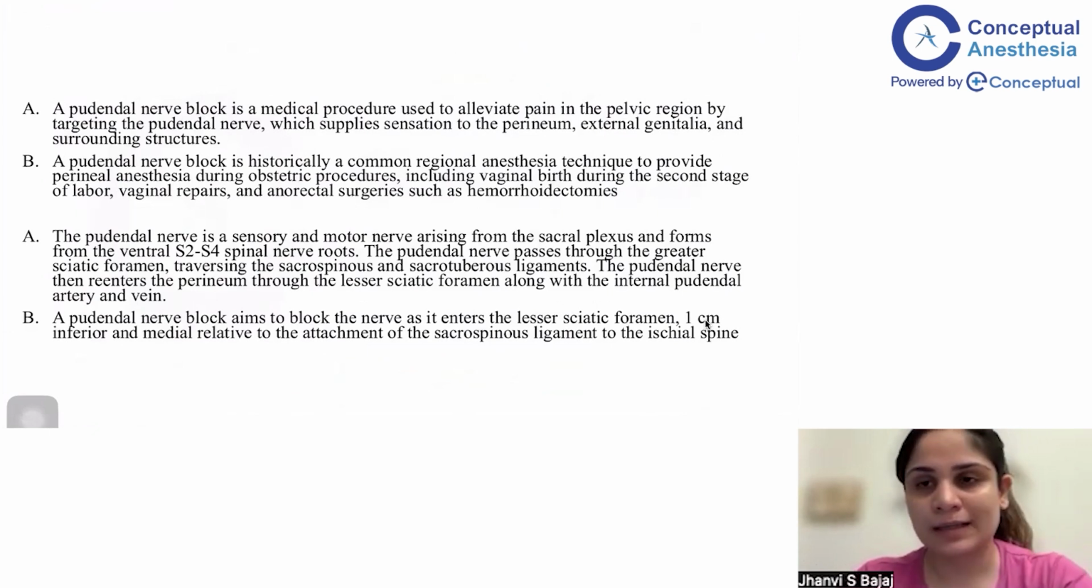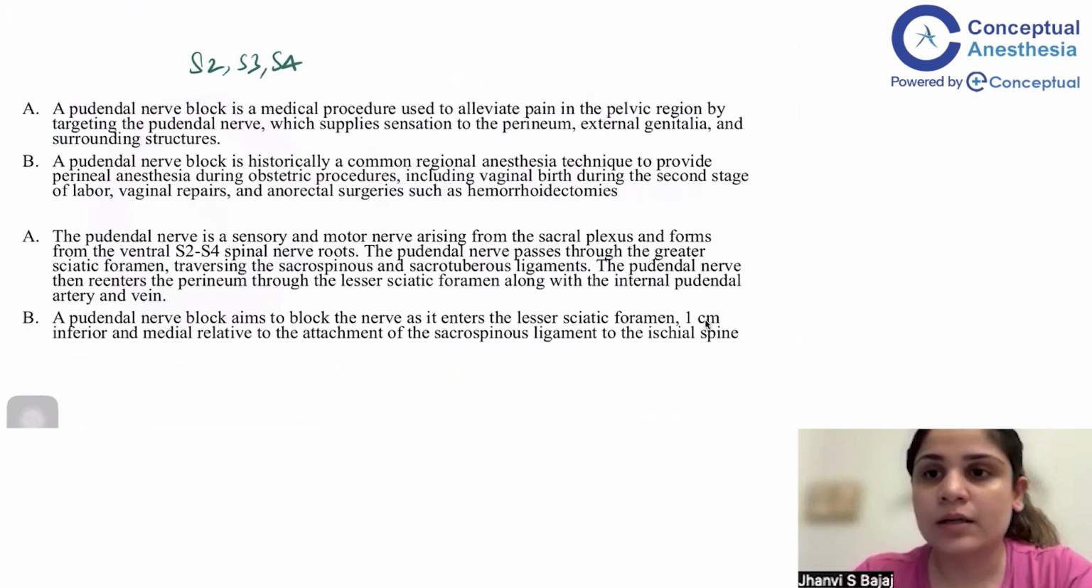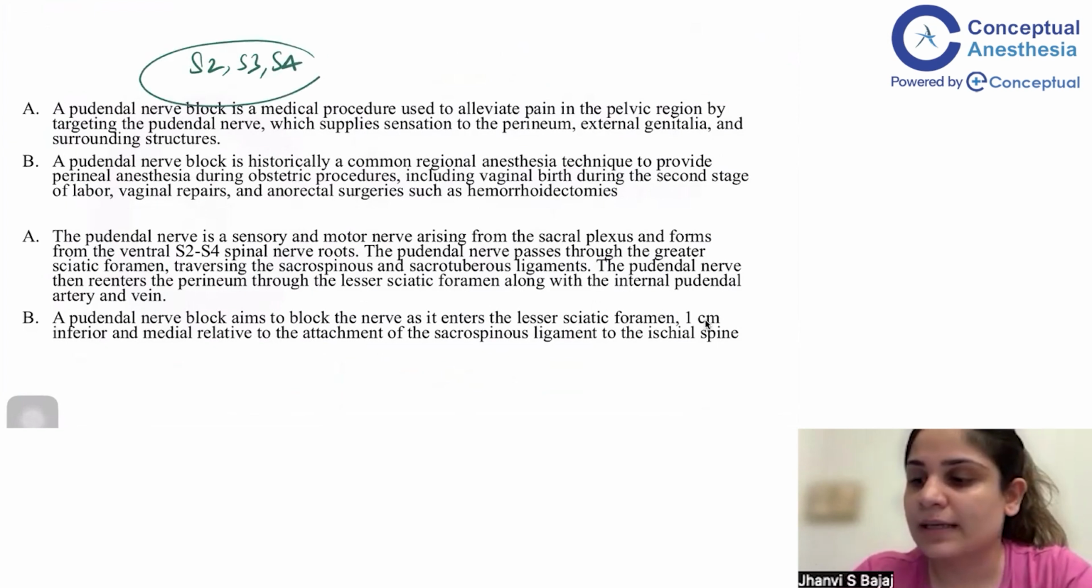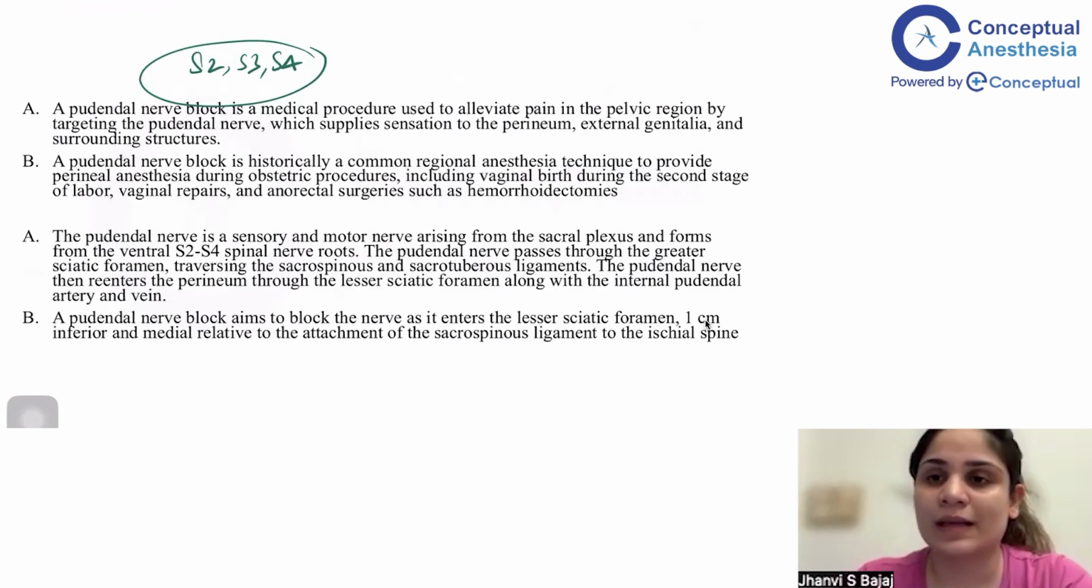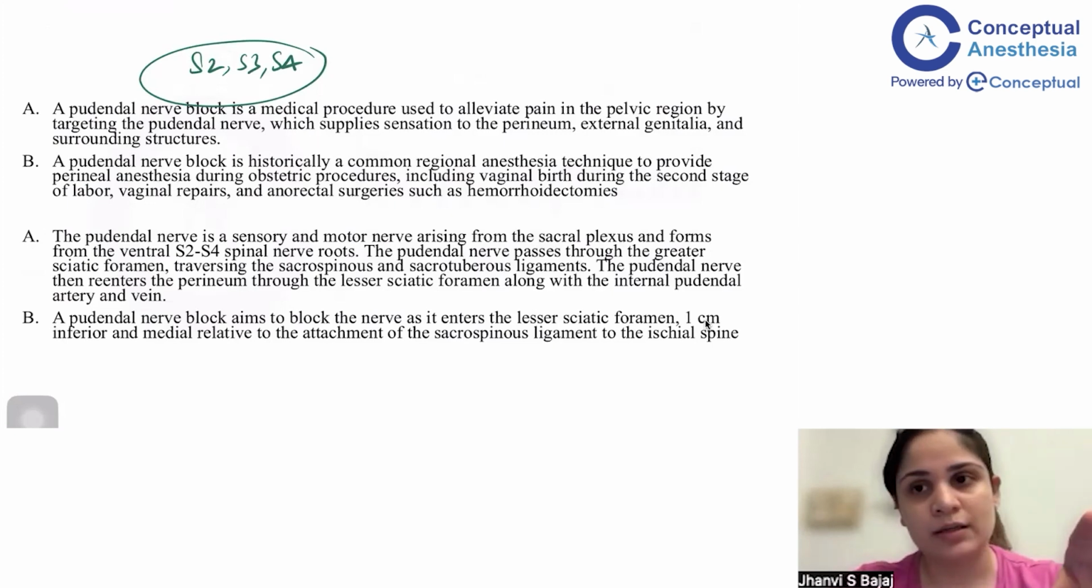So the pudendal nerve mainly comes from the S2, S3, S4 spinal nerves, and it supplies mainly your perineal area and your anorectal area, and it is often used in females for labor analgesia. So in the second stage of labor, when you want to give the episiotomy, or if you want to repair the episiotomy, in that case we prefer to give the pudendal nerve block.